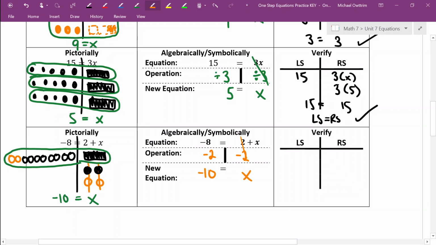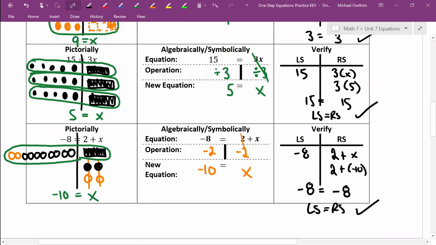In terms of our verification, let's go ahead and write out our original equation. The original left side was negative 8. The original right side was 2 plus whatever x is. We think that x is the number negative 10. 2 plus negative 10 has different signs, so we'll subtract our numbers. 10 take away 2 is 8. And the bigger integer was negative, so negative 8 is our solution. The left side was negative 8, and in fact, negative 8 is the same as negative 8, so indeed the left side is equal to the right side.